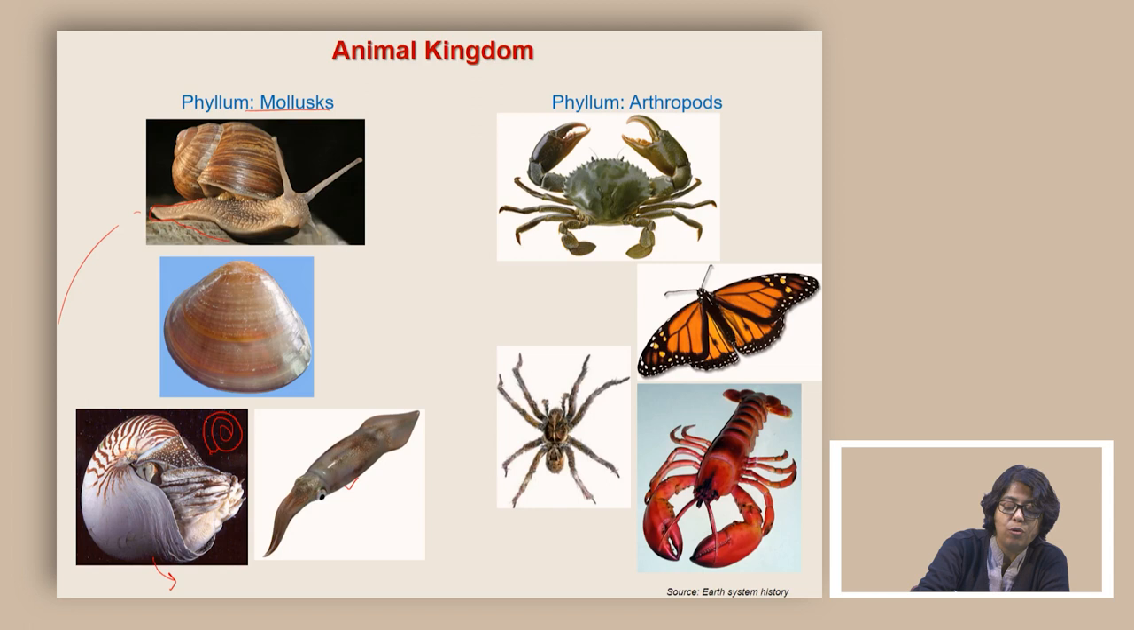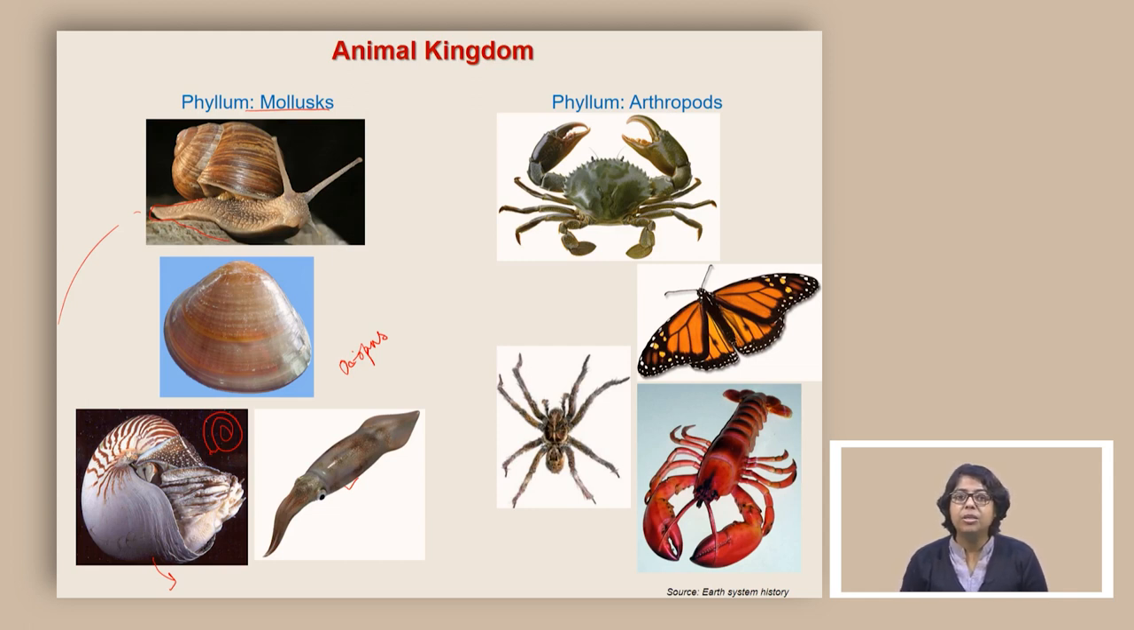We also have octopus. Octopus is basically part of these mollusks which do not have a skeleton either. So although generally mollusks should have these calcium carbonate exoskeleton, some of the groups do not have it. Another extremely diverse group that we find today are the arthropods. These arthropods include crabs, spiders, lobsters, butterflies.